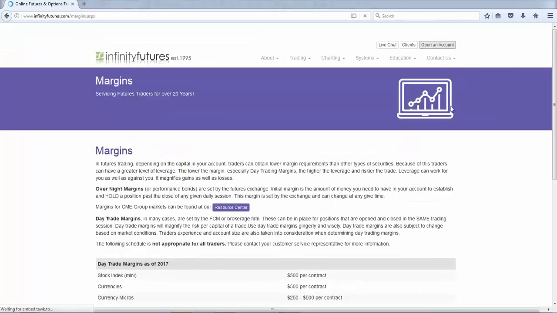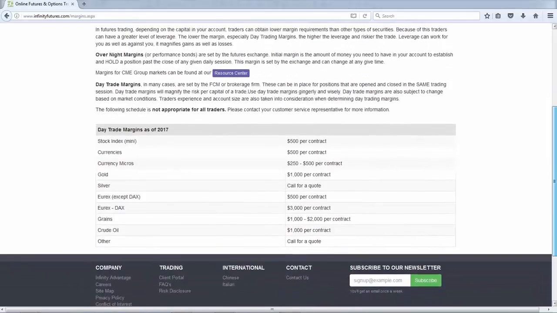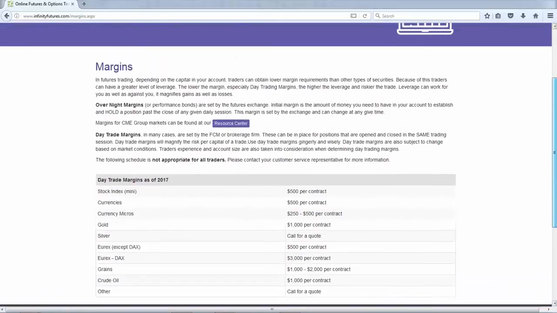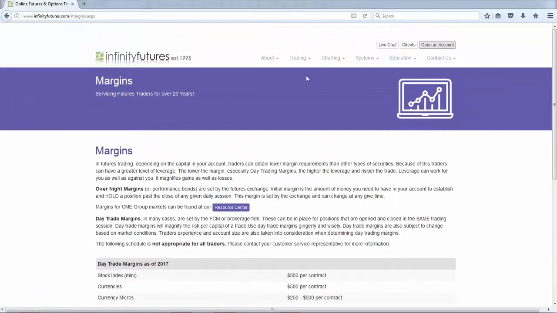See if we can go there. Okay, it tells you all the margins right here. Let's see, they have one for crude oil. They do 1,000 per contract. Okay, so there you go. It's not much money. There's lots of different options. Just either call the broker and ask them, or look on their website and see what their margins are. And you can see that's the difference between the brokers. There really isn't a whole lot of difference between them.